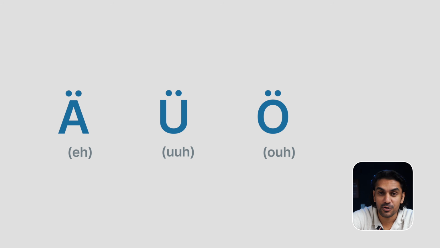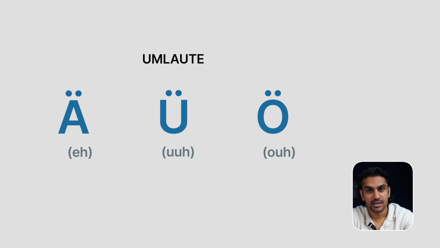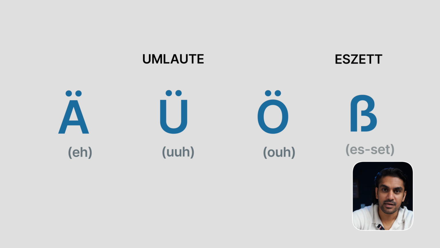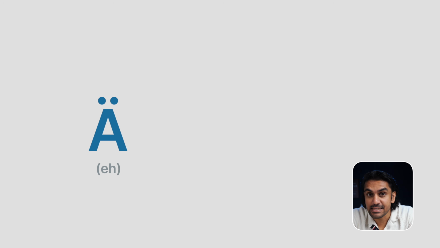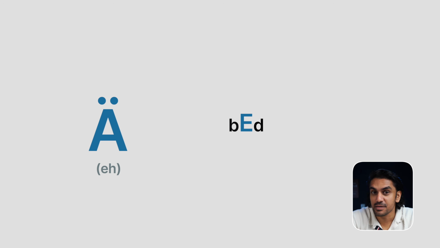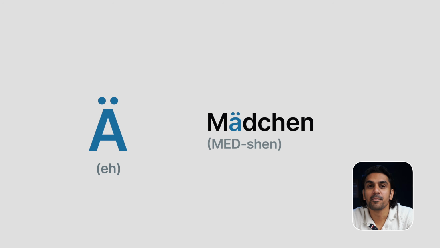But it doesn't stop there. There are 4 extra characters, 3 with 2 dots on the top. These are called the umlaute, and a character that looks like a B called the Eszett or the sharp S. This letter Ä sounds like E in pet. For example, Mädchen. To get the pronunciation right, I will play the sound for you, so you can repeat after this.